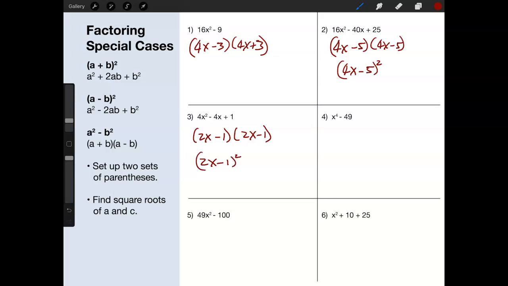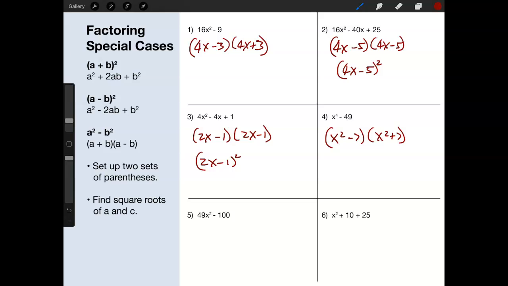Example number 4, x to the 4th minus 49. This is the difference of two squares. The square root of x to the 4th is x squared. The square root of 49 is 7. And then it will be x squared plus 7 times x squared minus 7.